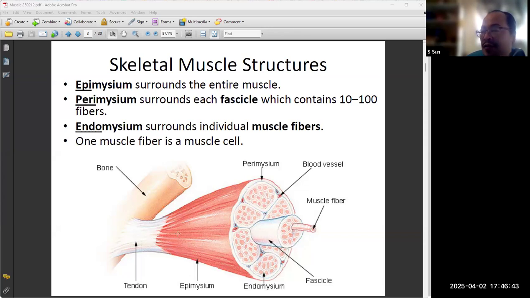But they're attached to bone. Now this organ, what we can see is that it has these fibers. Each of these fibers is a muscle cell. So a muscle cell is pretty long. What we find here is that all these are wrapped by a membrane. So this muscle organ is wrapped by a membrane. There is a name for this membrane. This name is called epimysium. So the muscle organ is wrapped by epimysium.